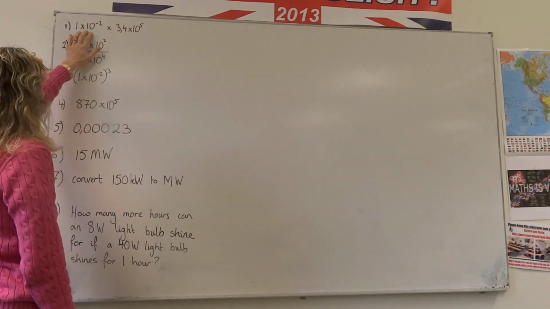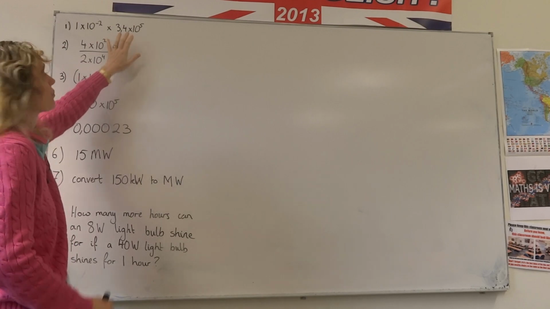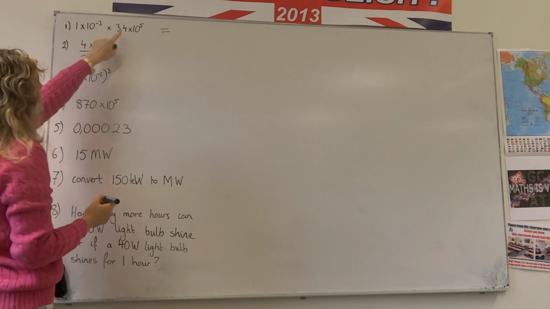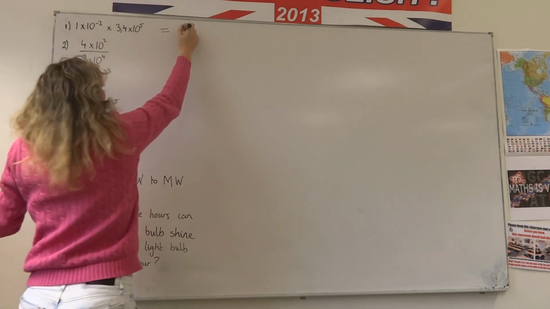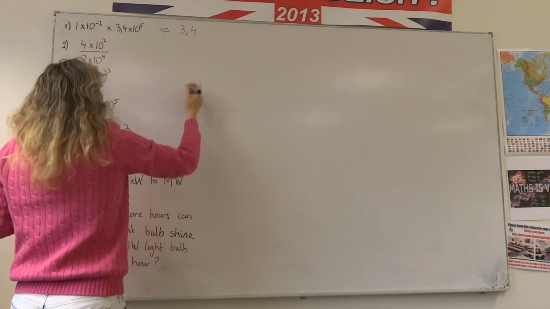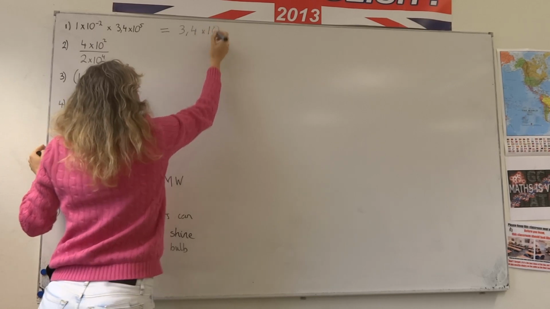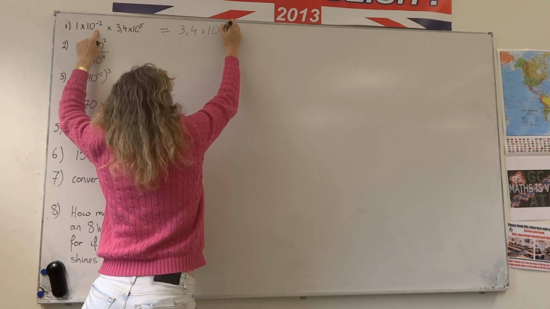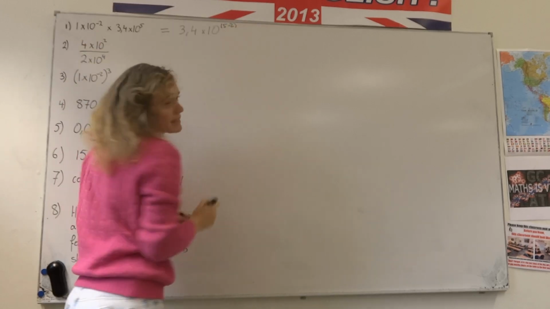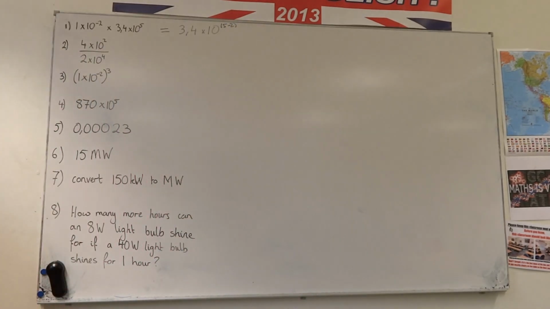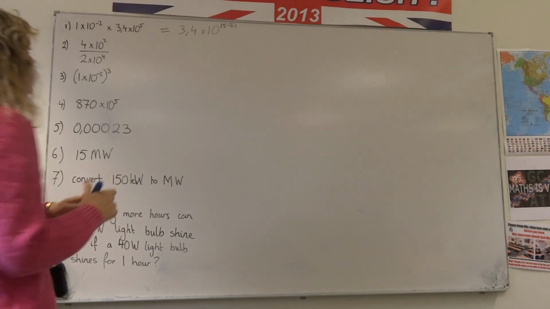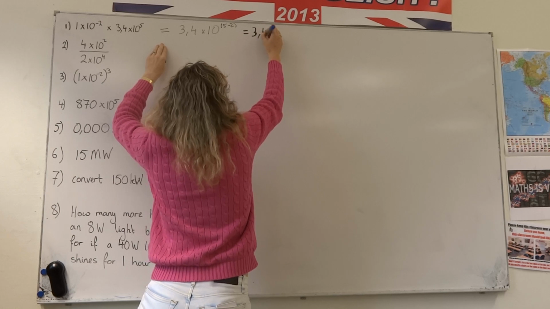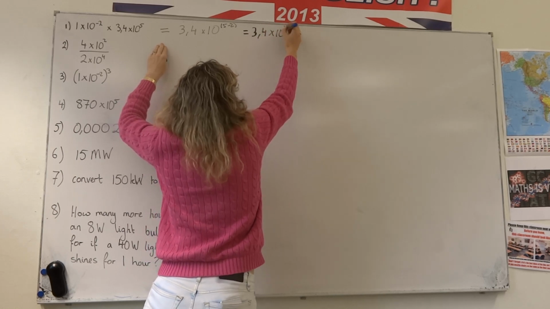So, when we're doing 1 times 10 to the minus 2 multiplied by 3.4 times 10 to the 5, the way that we should think is 1 times 3.4 is just 3.4 multiplied by 10 to the 5 minus 2. That's how easy it is. 5 minus 2 is 3, of course, giving you an answer of 3.4 times 10 to the power 3.